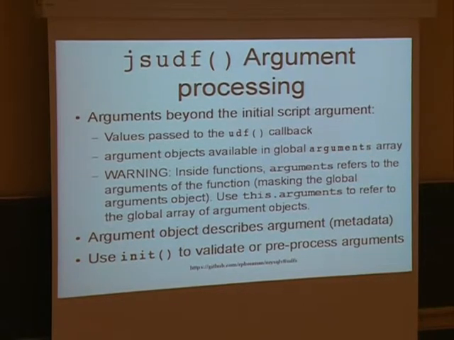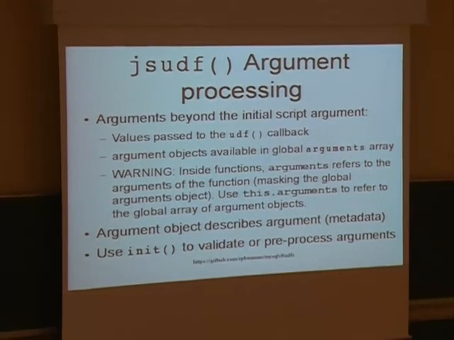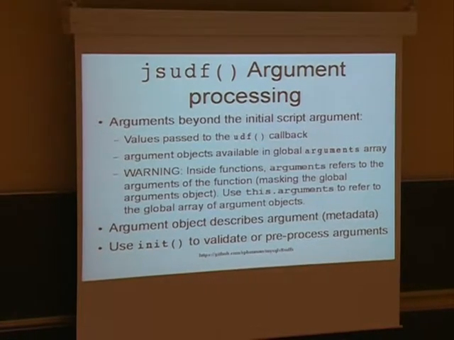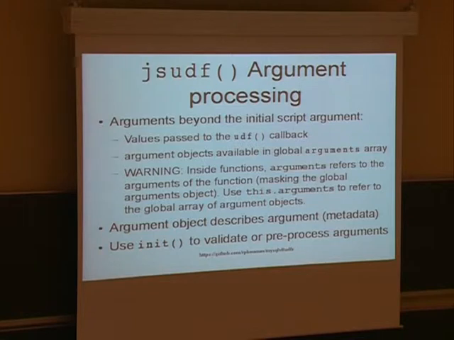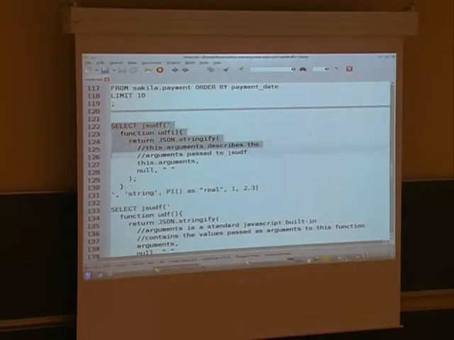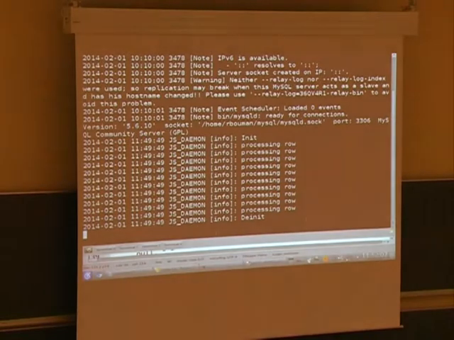There's a little snag here because the global arguments array is where I store the JavaScript representation of the MySQL arguments object that you get passed by the UDF. Inside the values of those arguments will be passed to the UDF callback. But you can always refer to the global arguments array inside the function using this.arguments. Well, let me just run the example to show you how it works. So here's a simple example again.